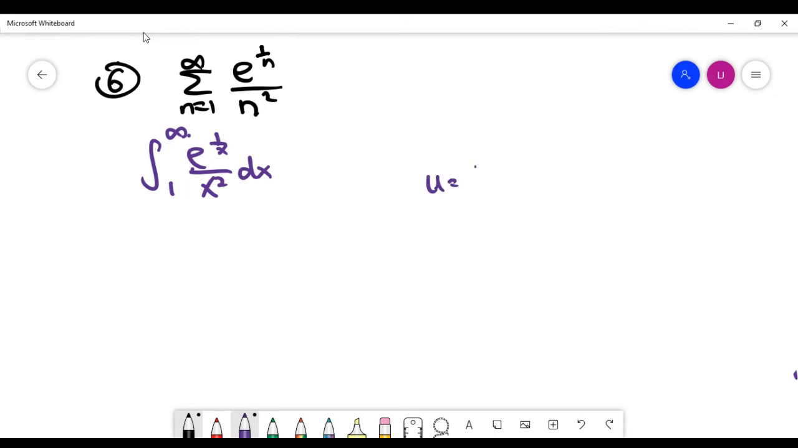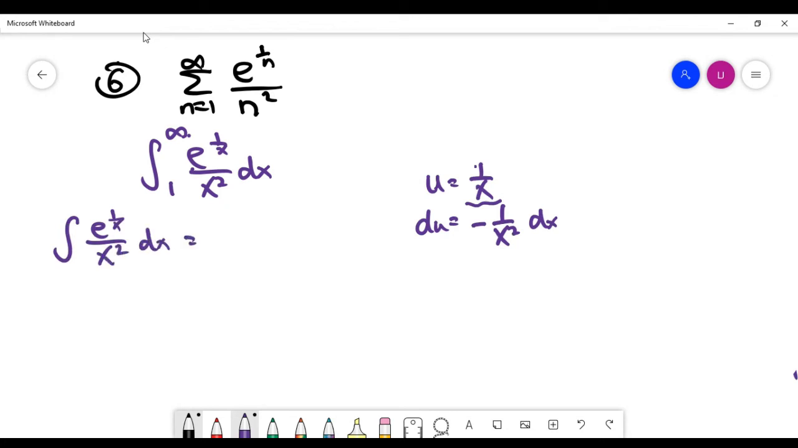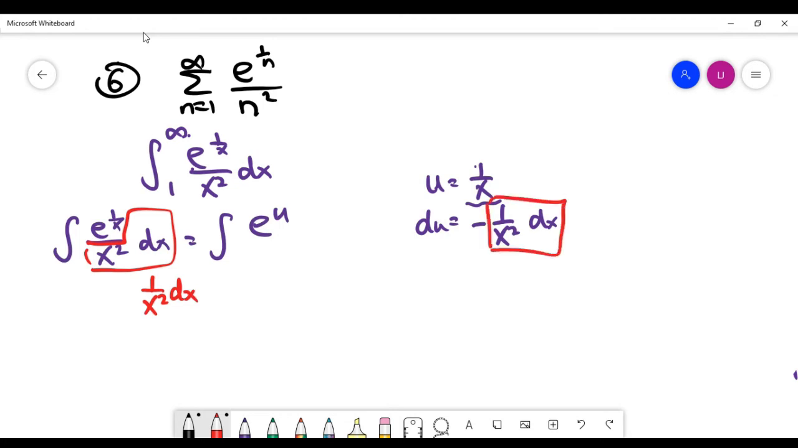I can let u be 1 over x. In that case, du is the derivative of 1 over x, which is minus 1 over x squared, right? And I hope you can notice why it works. If you transform everything from x to u, the top becomes e to the power u, and you are left with this term. This term is basically 1 over x squared times dx, which is exactly the same as this term.